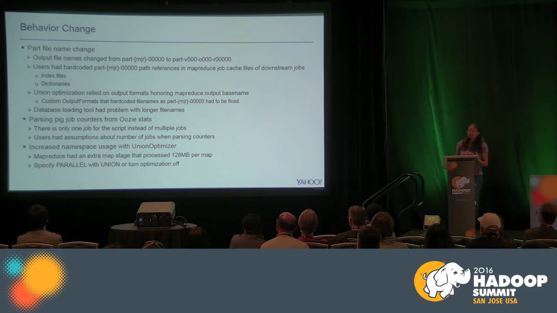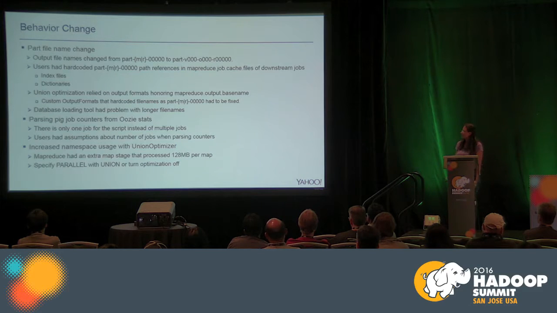So Tez has the feature where you can write to the same output directory from multiple vertices. So the file names had to be unique, else they would get overwritten and you would be losing data. Users who had hard-coded the part names, using them as index files or dictionaries, were impacted. They had to go back and add a rename step so that they had the same file name as before. So that was one of the things that users had to change.